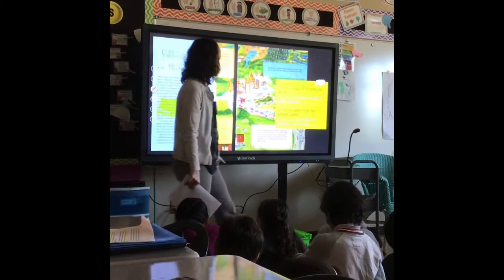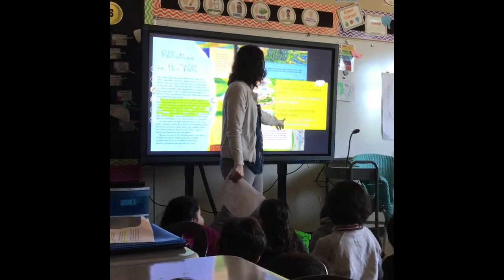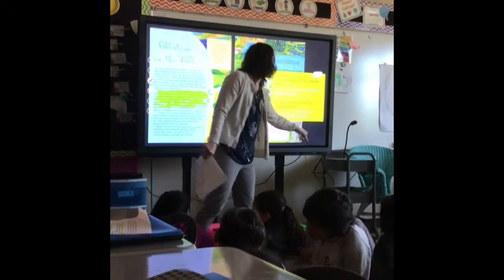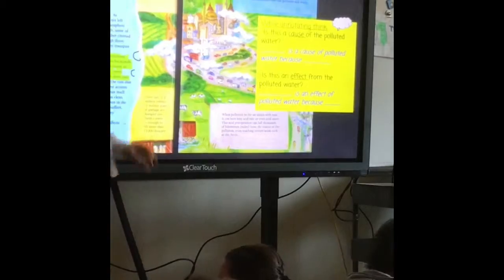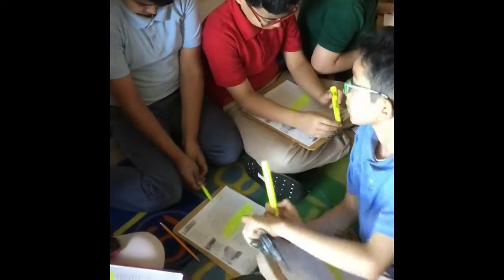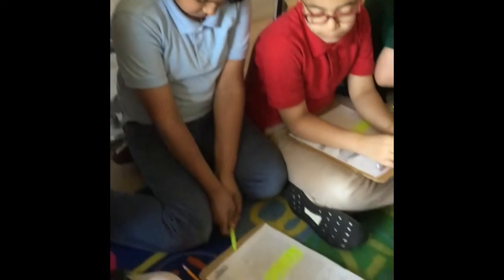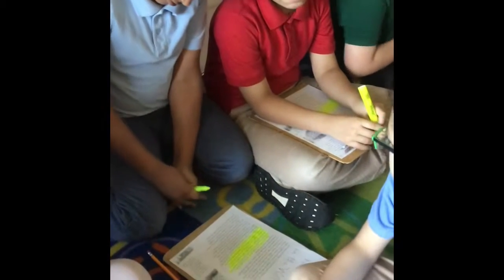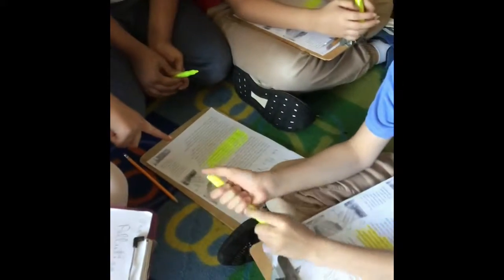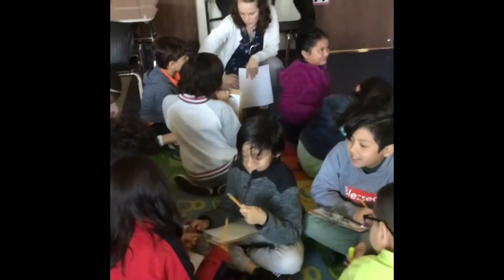So what I want you to do is talk with the people next to you, and I want you to tell your partner, blank is an effect of the polluted water because. Using the text evidence, what is an effect of the polluted water? Looking in the text. I agree with what you said. Just got to find it in the text. So what is the effect? What happens because our water is dirty?